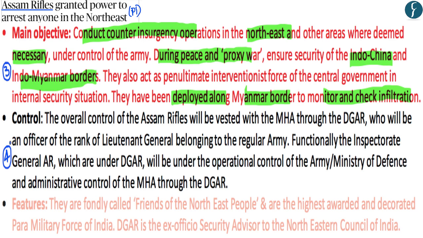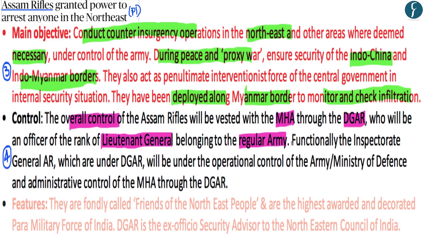Now, the fourth aspect that you need to know about the Assam Rifles is its control and command structure. The overall control of the Assam Rifles is vested with the Ministry of Home Affairs, whereby the Ministry of Home Affairs controls the Assam Rifles through the Director General of Assam Rifles or the DGAR. And this DGAR is an officer of the rank of Lieutenant General or an LG who belongs to the Indian Army.